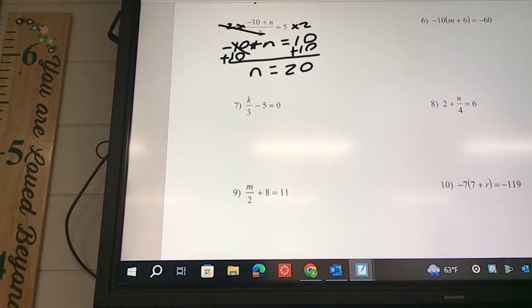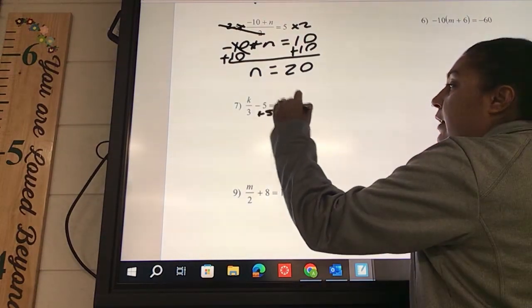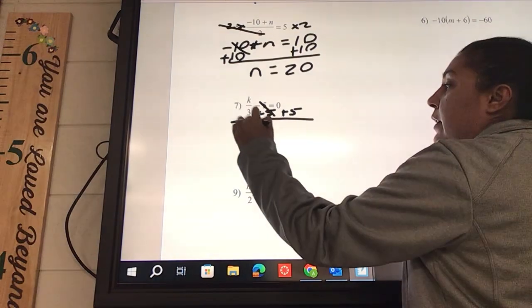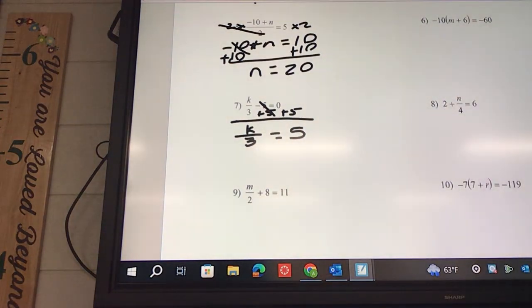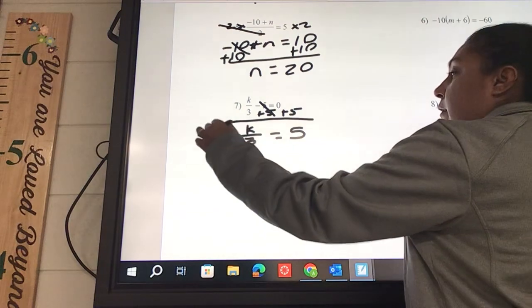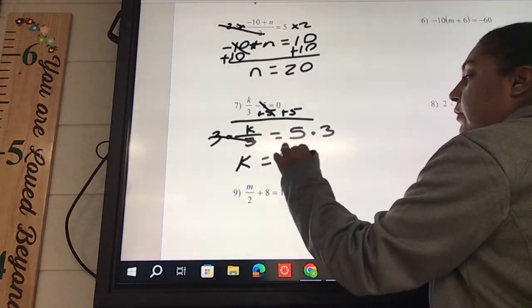Okay, if we look at 7, who's the couple? Who's the third wheel? Good. So the 5's the third wheel. How do I move that 5? Add 5, add 5. So I got k over 3 equals 5. And then what needs to happen? We're going to multiply by 3. So I got k equals 15.